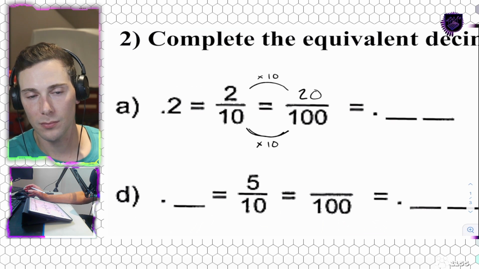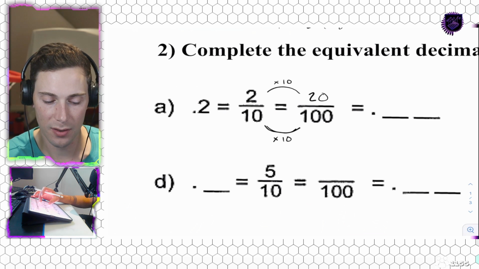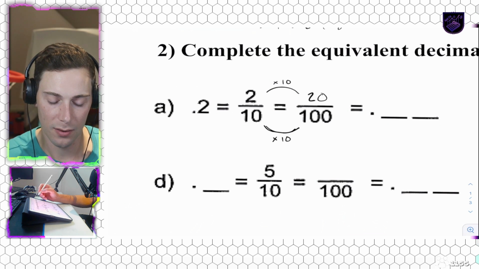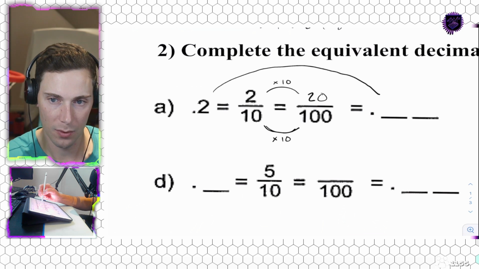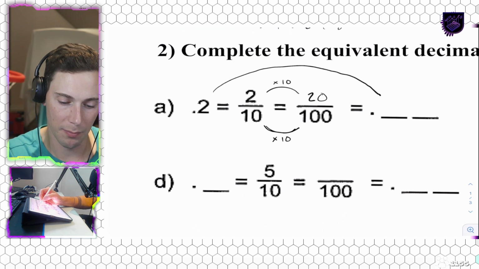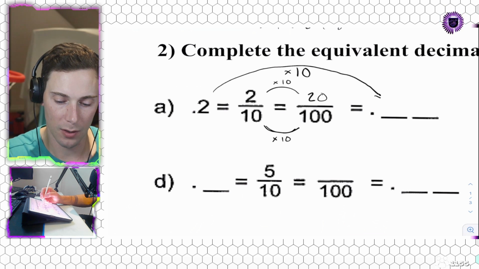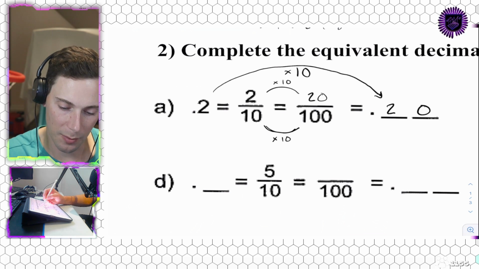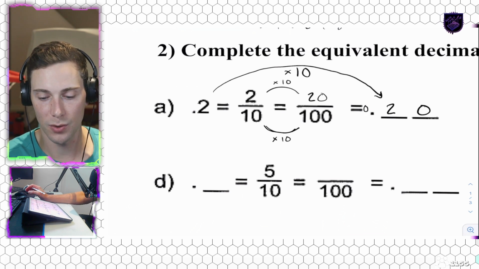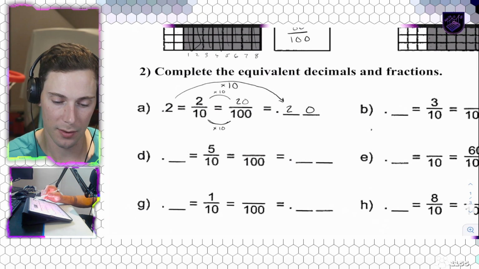So 2 tenths is the same as 20 100ths. And of course you do the same here. This 2 would be multiplied by 10, times 10, and we'd write that here. 20. And they give you spaces for that. I guess it should technically be 0.20, but for this example, we're not doing that.